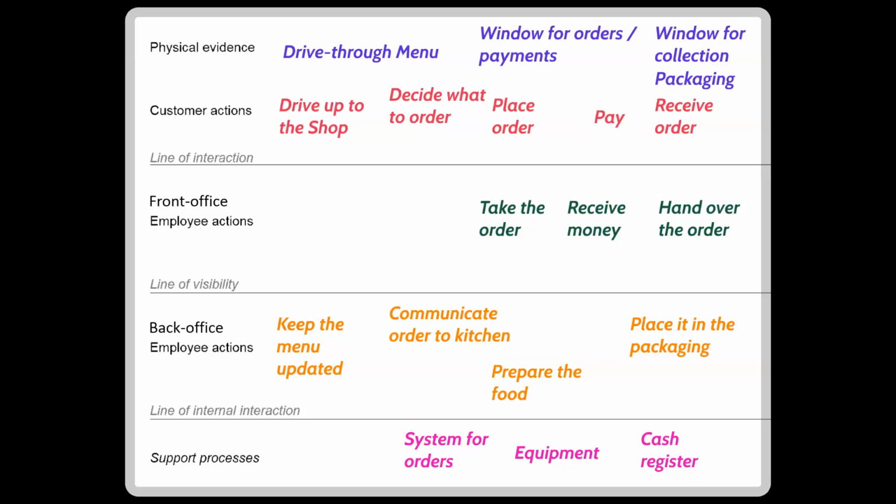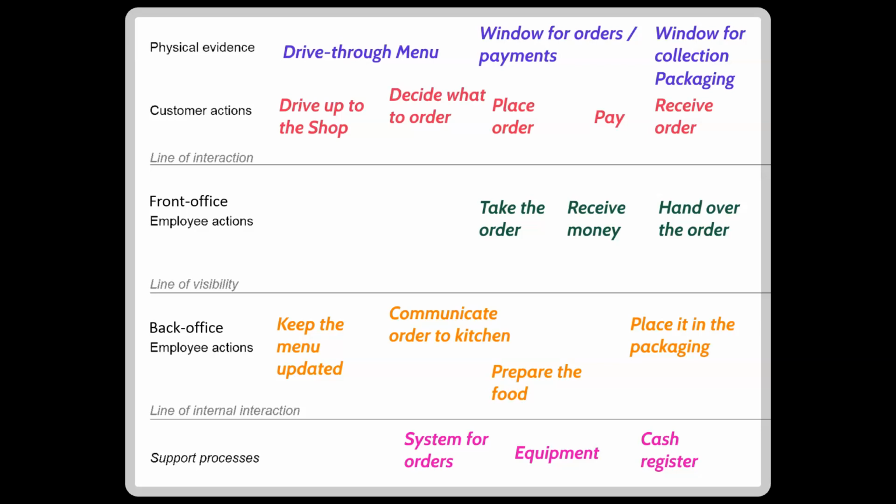Front office employee actions, they will take the order, receive money, and hand over the order. Now sometimes with a drive-through situation, you have where they are short-staffed. So the front office employee might also be the back office employee. So they will take the order, go back to the kitchen, prepare the order, and then also hand over the order. But mostly, in most scenarios, there is a distinct line between the front office employees who just take the orders and payments, and the back office kitchen staff who will then prepare the food.